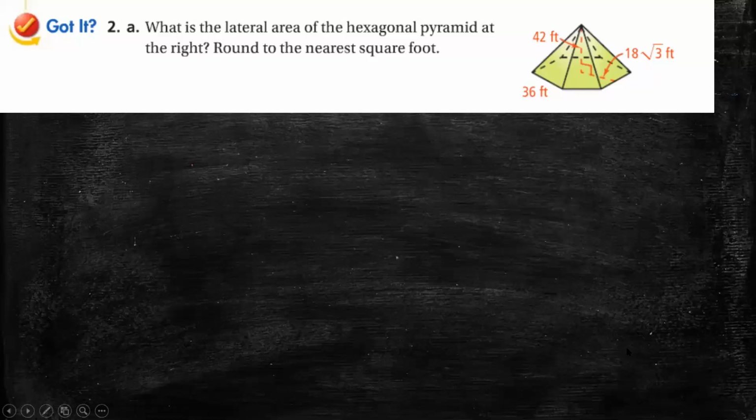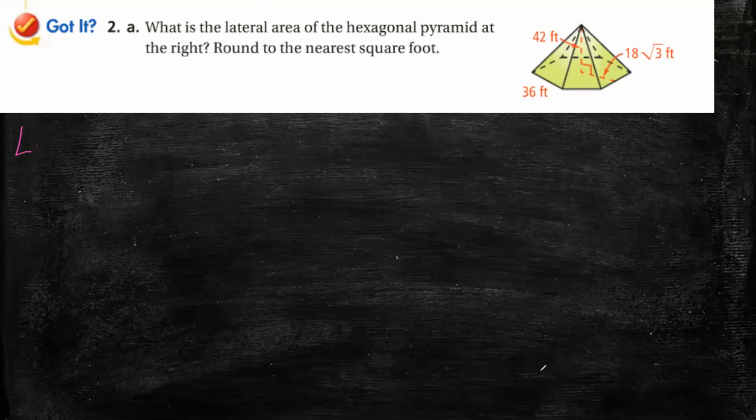Now, let's do this cut here. What is the lateral area of the hexagonal pyramid at the right, rounded to the nearest square foot? Here, as you see, we have a pyramid. We need to find now the lateral area.